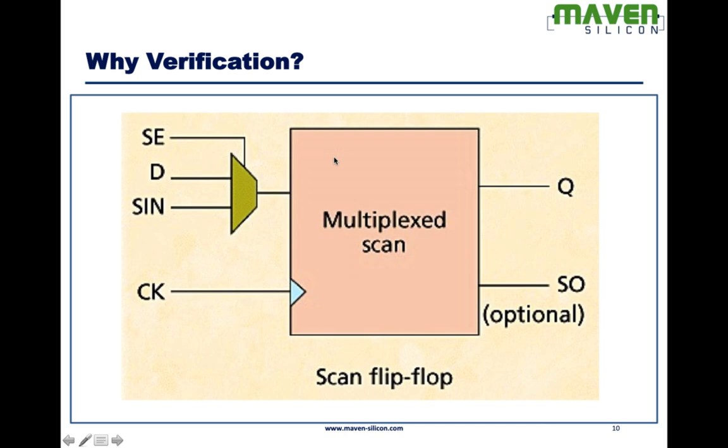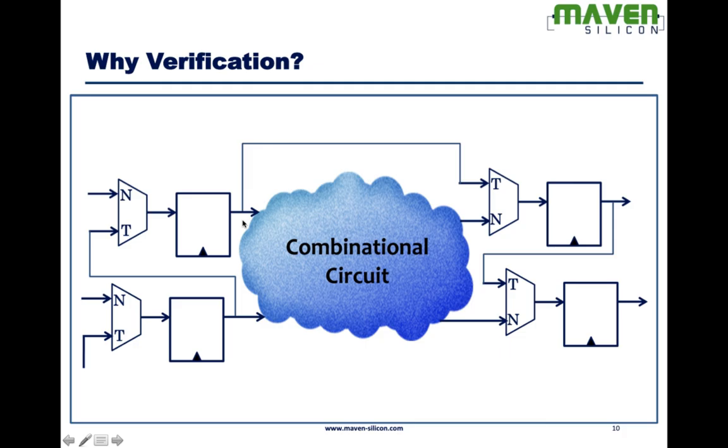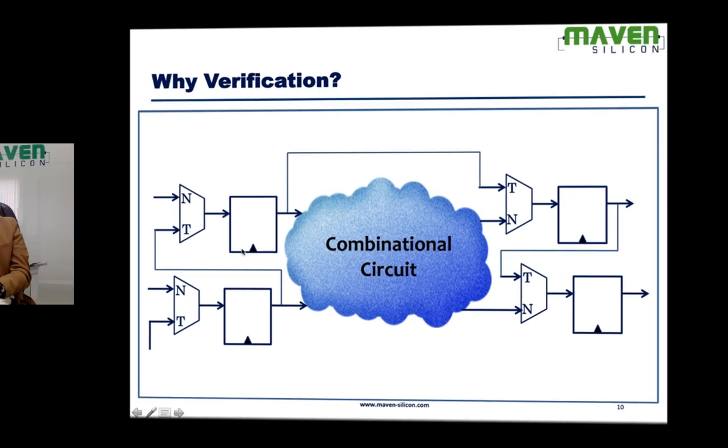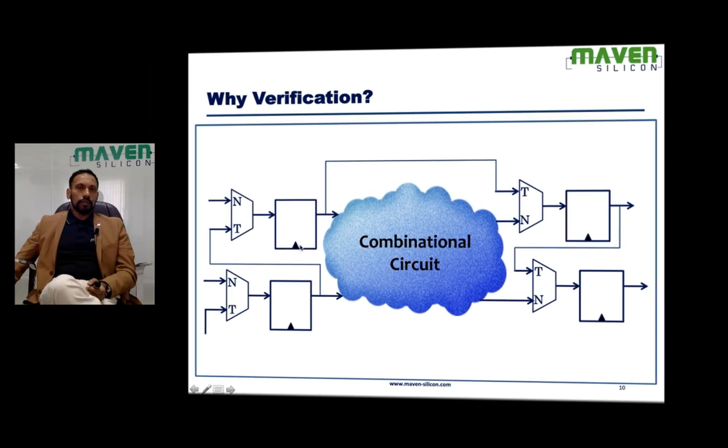Let's look at this. Scan flip-flops. Scan flip-flops will have multiplexers at the input. Let's look at the design structure. So what we do is, in RTL, we replace the usual flip-flops by scan flip-flops. So every flip-flop is going to have a multiplexer at the input, something like this.